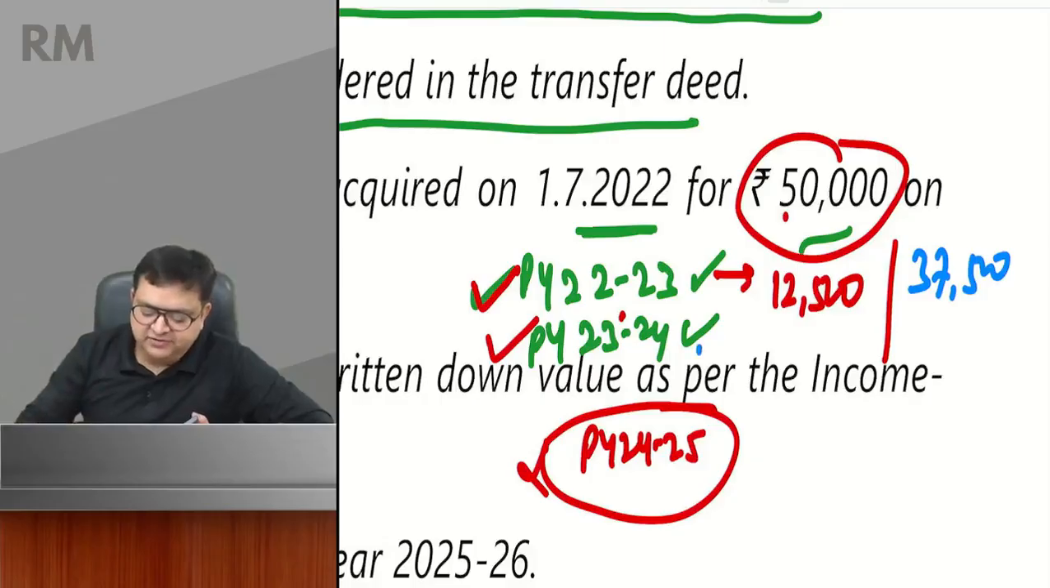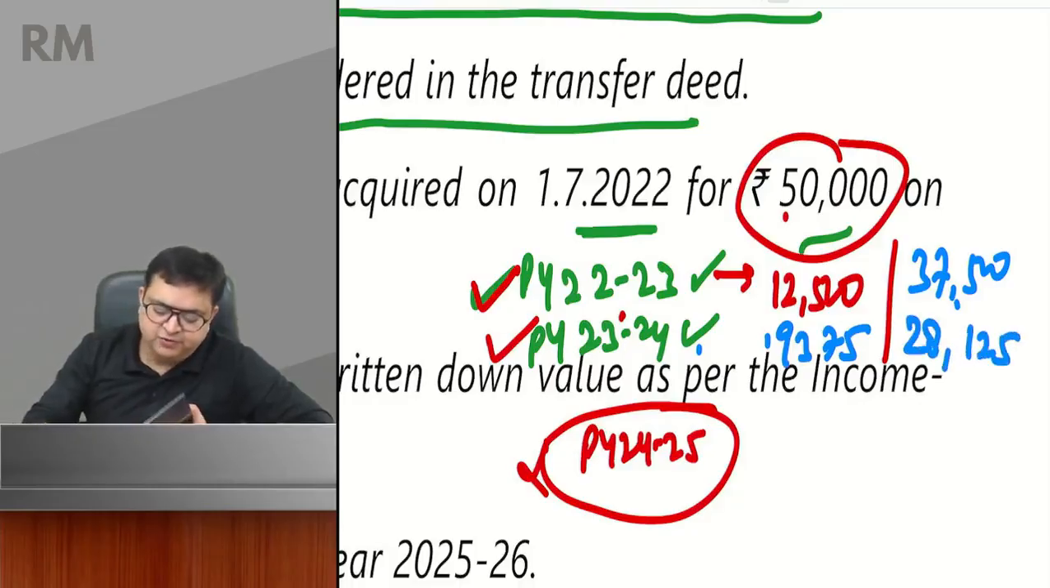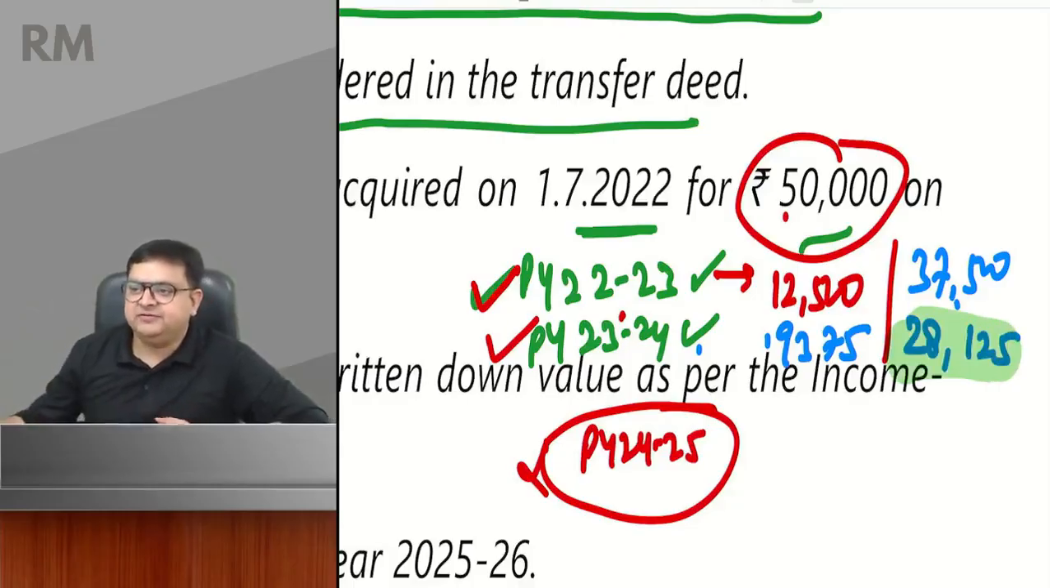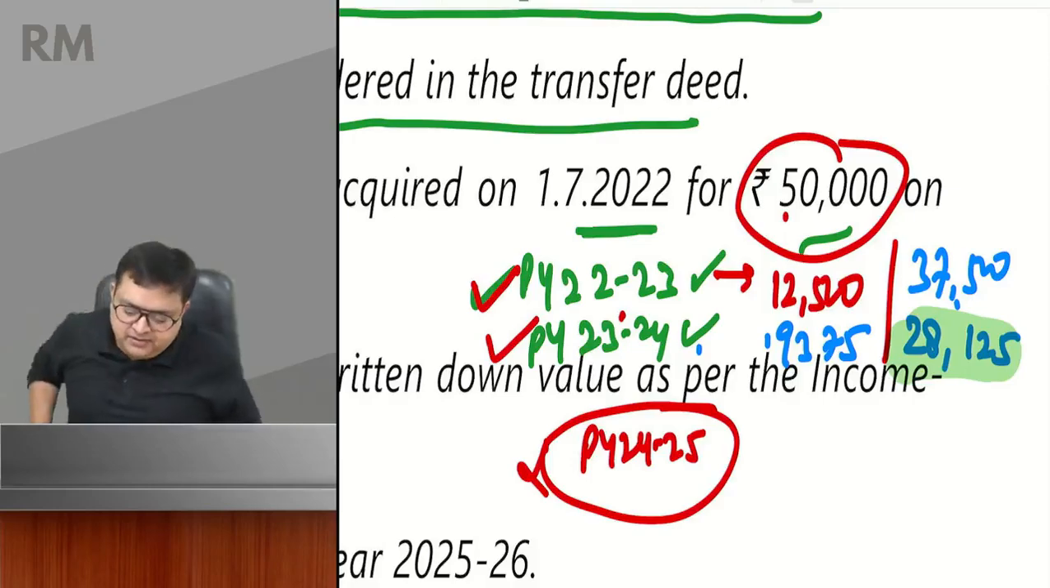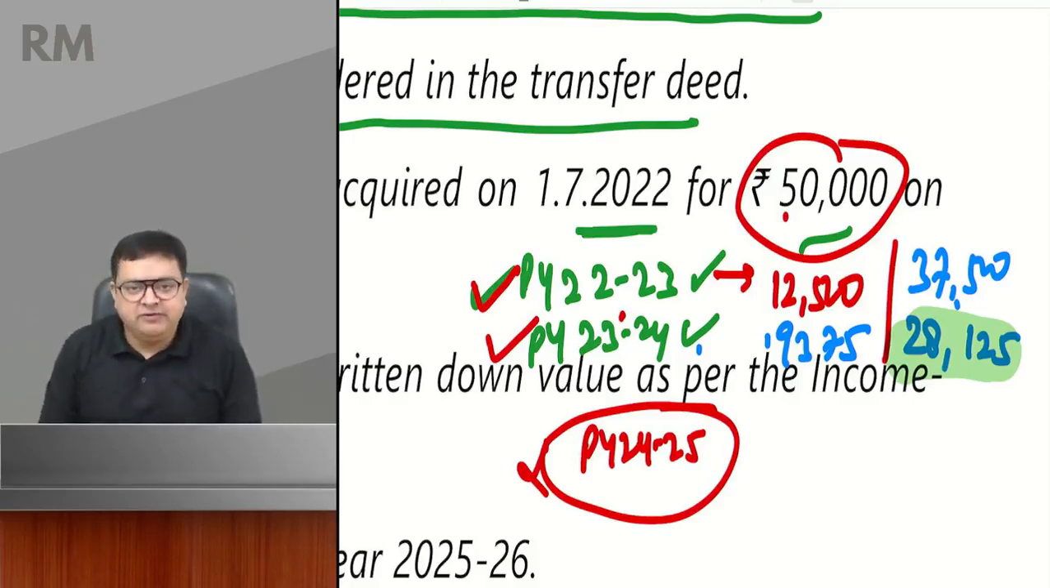Second year depreciation is on written down value. 9,375. After this, it would be 28,125. This is the value after 2 years depreciation. You will charge on WDV method. You can't charge SLM method, obviously. So WDV method, 28,125 is the value.